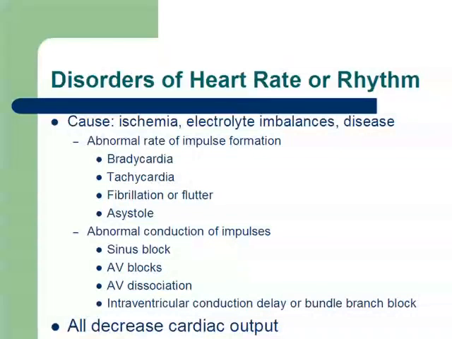You can also have an abnormal conduction of the impulses. In other words, it goes different places from what it should. A sinus block indicates a contraction of the atria with no resultant contraction of the ventricles. So it would be like an APB, atrial premature beat.